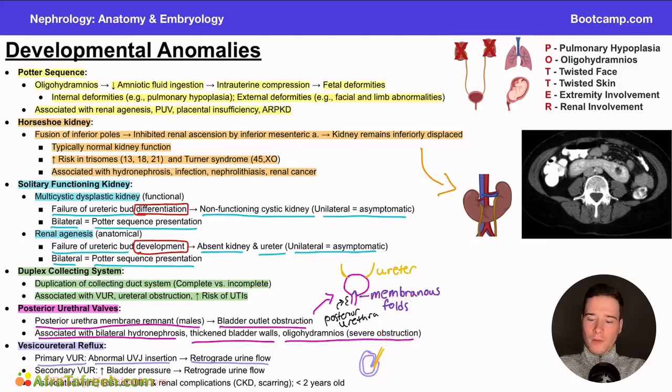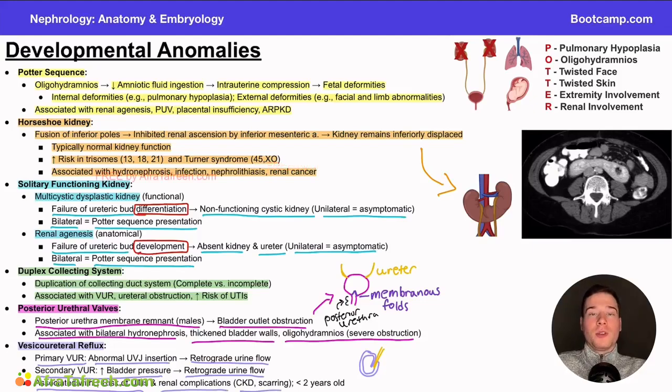Now, in secondary VUR, there's increased bladder pressure somewhere in the urinary tract, which also leads to retrograde urine flow. This can often be due to a urinary tract infection, which causes inflammation in the ureter itself, causing them to have a smaller lumen. This can lead to increased pressure and the retrograde flow as well. It's also associated with renal complications such as CKD.